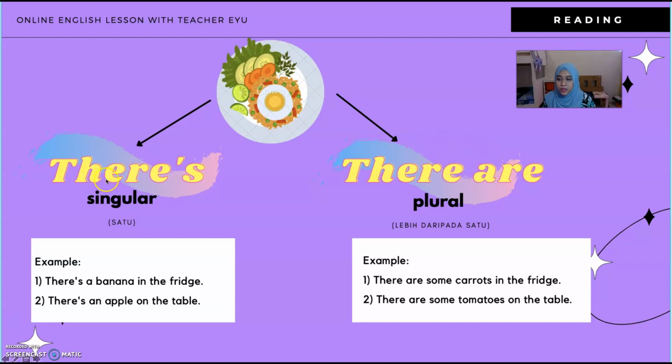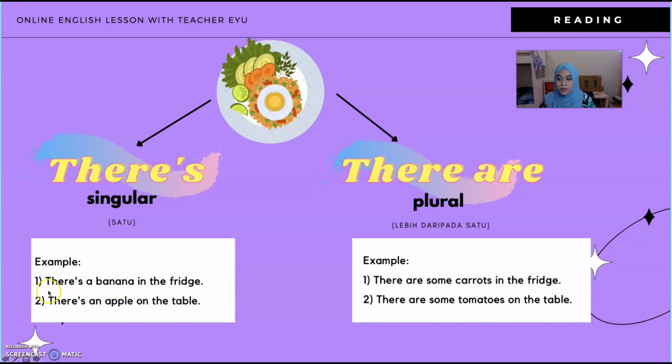Alright, so there's is used for singular. Okay, singular means satu. So there's ni kita guna untuk satu benda. Alright, for example, there's a banana in the fridge. Okay, if you can see the word banana here, a banana. Bila dia tulis a banana, maksudnya satu. So that's why kita guna there's. Okay, so there's a banana in the fridge. Alright, a banana, singular, satu.